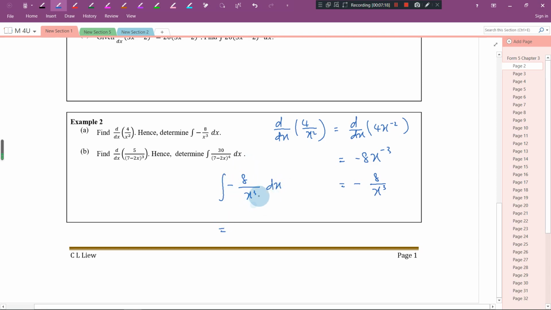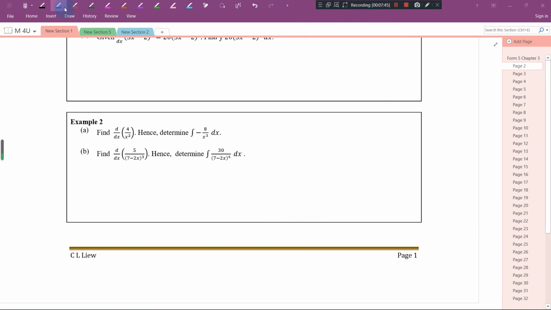You will notice that this is exactly the same as this one, right? If you differentiate this, you get this. You integrate this one, you go back to this. So you don't have to do the integration process. You just copy this one: 4 over x squared. And don't forget, for indefinite integral, we always write plus c at the back. Let's go to part B. First part, we need to find the first derivative of this function.